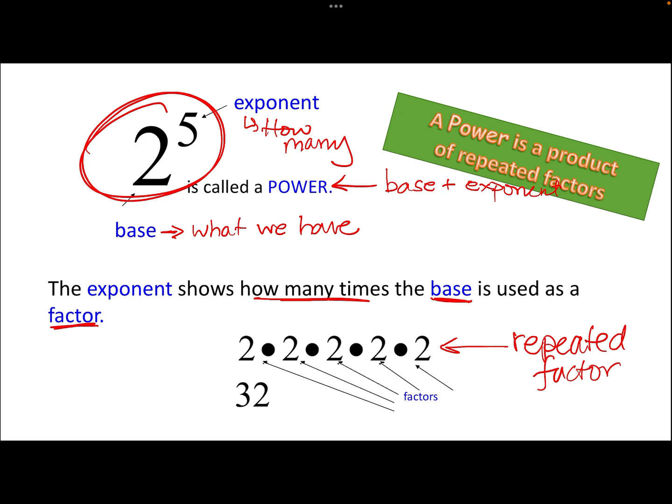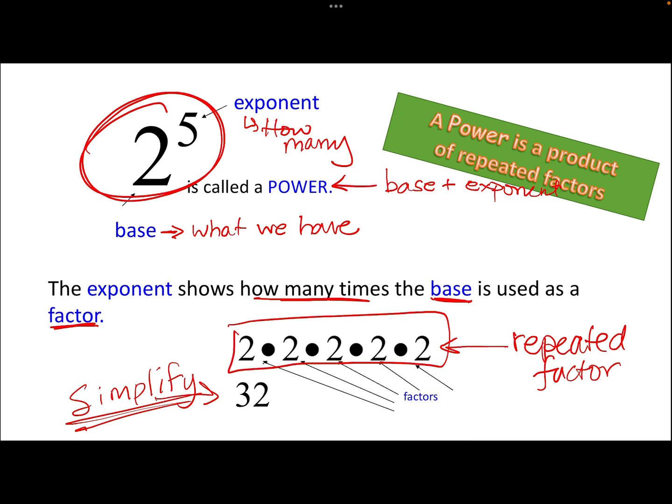Okay, a power is a product of repeated factors, and then this is what you're going to get when you simplify. So again, there's our word of the year so far, simplify. Simplify means you're going to do the math. So if it says simplify this exponent, base, power problem, you're going to do the math. If it says write this as a product of factors, then you would have an answer like this.